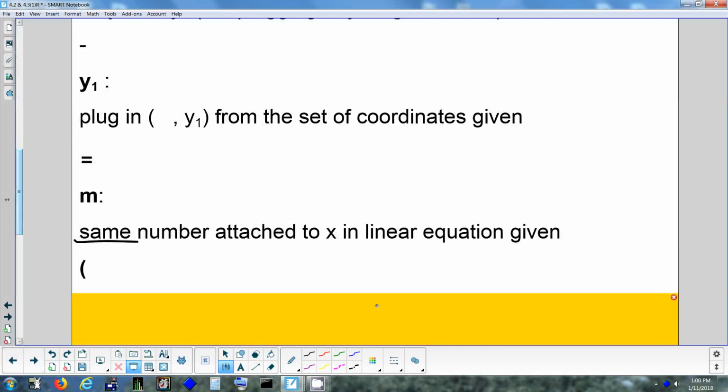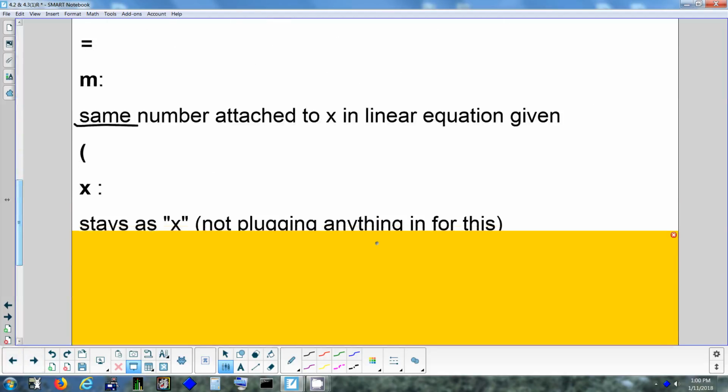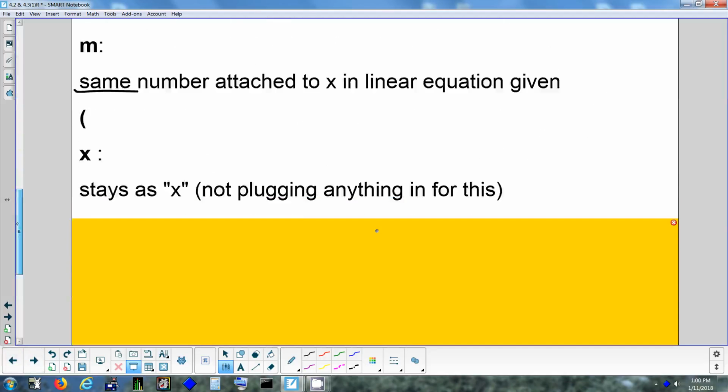Next thing, we have our parenthesis. This is part of the formula. What's the next thing after the parenthesis? Yep. X. Do we plug anything in for X? For the X or the X1? We've got to be careful. X1. Yeah, for X1 we plug something in. This X stays the same. This stays as X.